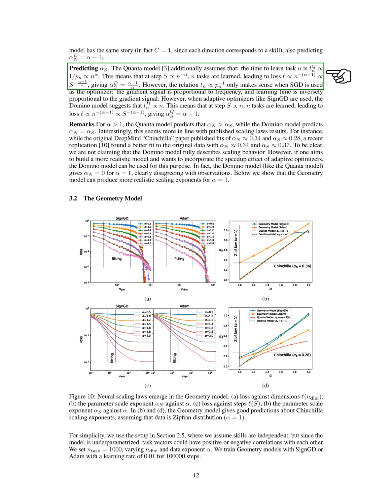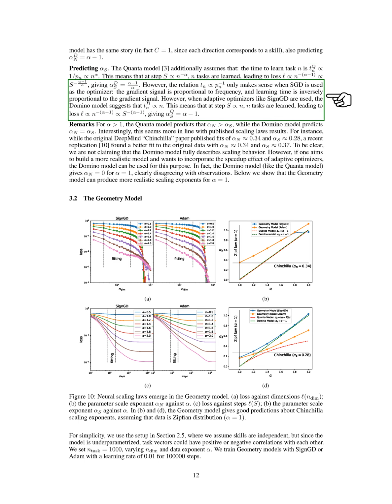For alpha_s, the quanta model posits that the time to learn a task is inversely related to the task's probability, leading to a specific relationship between the number of steps and the loss. However, this relationship holds true primarily when using stochastic gradient descent, SGD, as the optimizer. When we use adaptive optimizers like SignGD, the domino model suggests a different relationship for learning time, resulting in a different prediction for alpha_s.